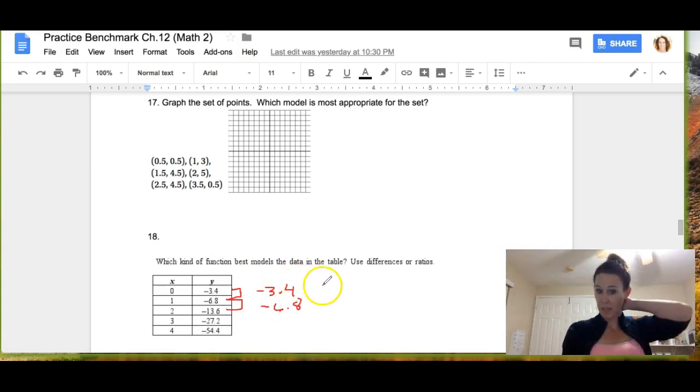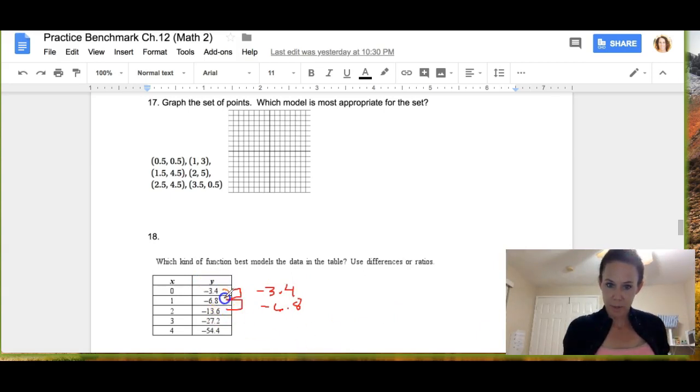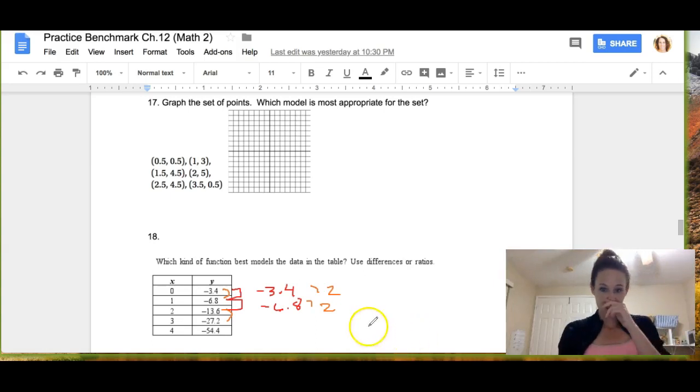Now we can check the second differences to see if we have quadratic, or let's check our ratios first before we get to that point. So let's go from here to here. To check our ratios, you take your second and divide it by your first. So -6.8 divided by -3.4, and you're going to get a ratio of 2. If we do -13.6 divided by -6.8, they're both negative, I'm going to get 2. Oh, that's looking good. Let's see what happens when I do -27.2 and divide it by -13.6. I'm going to get 2, and then -54.4 divided by -27.2, I'm going to get 2.